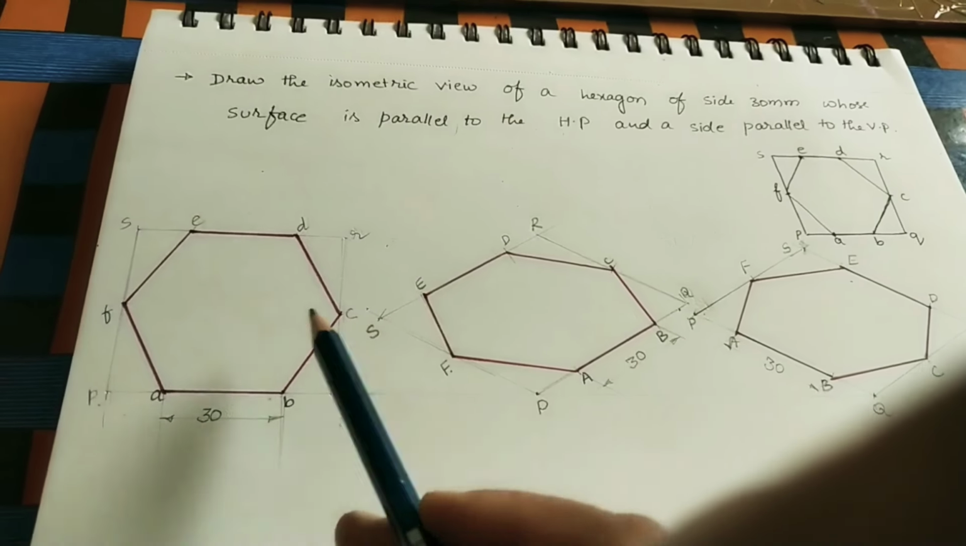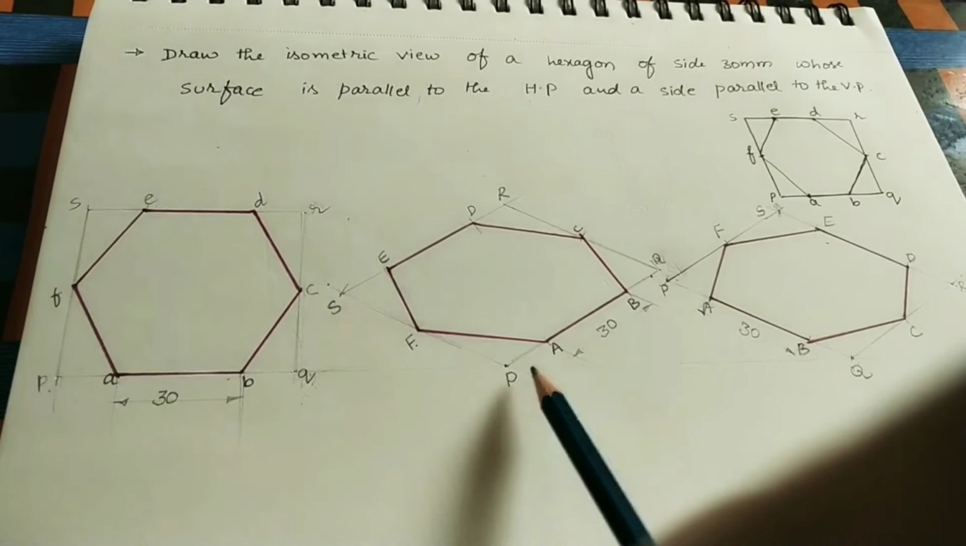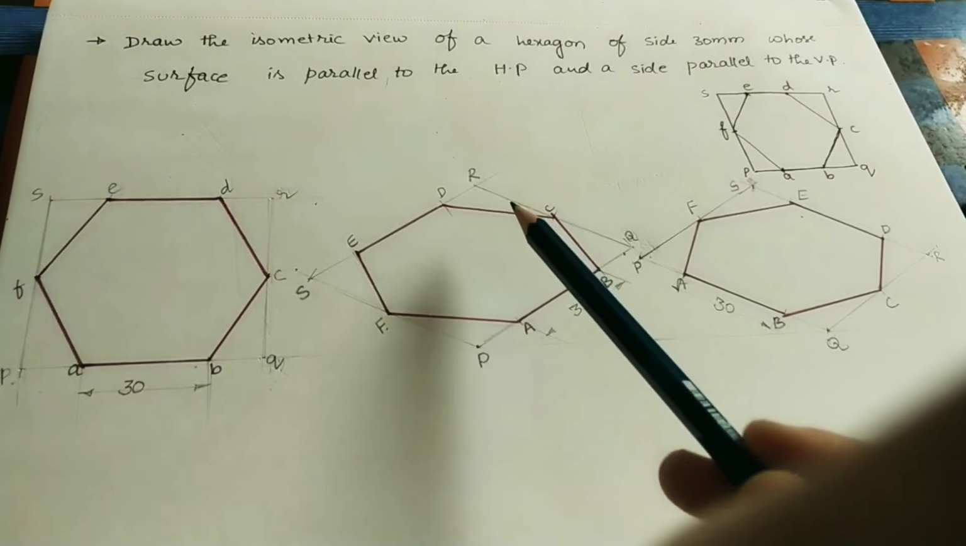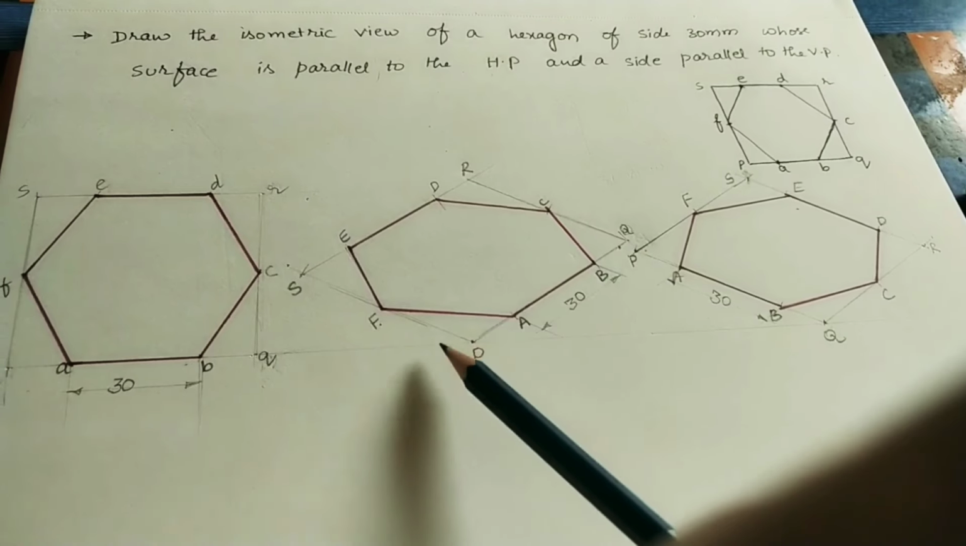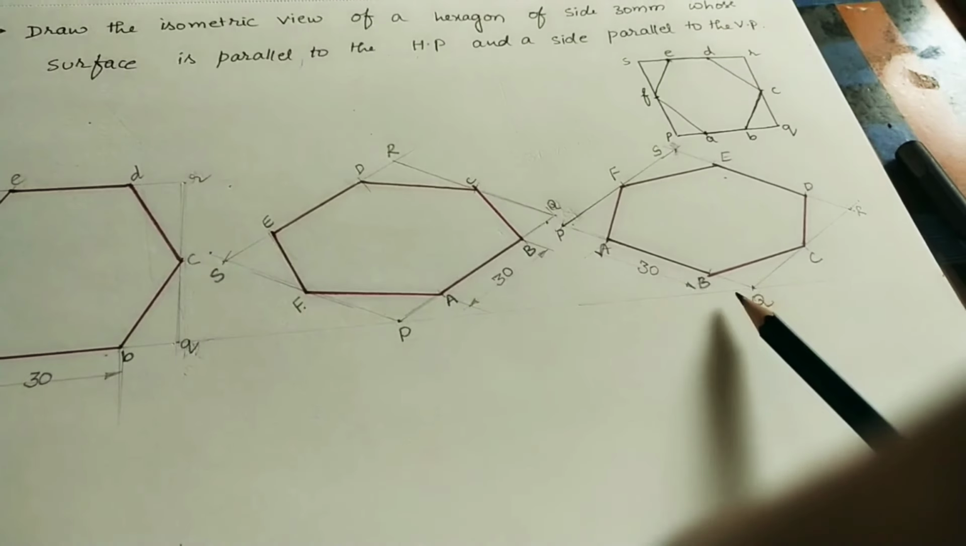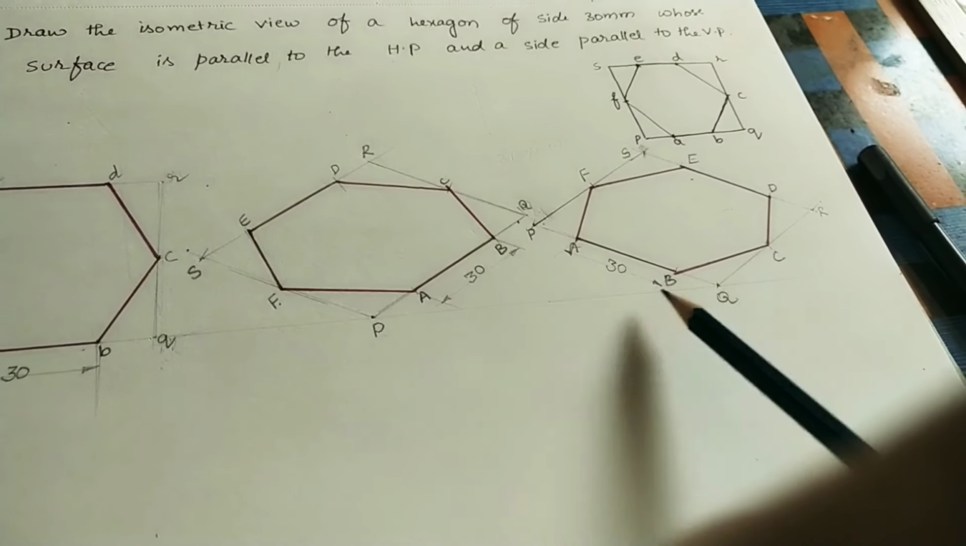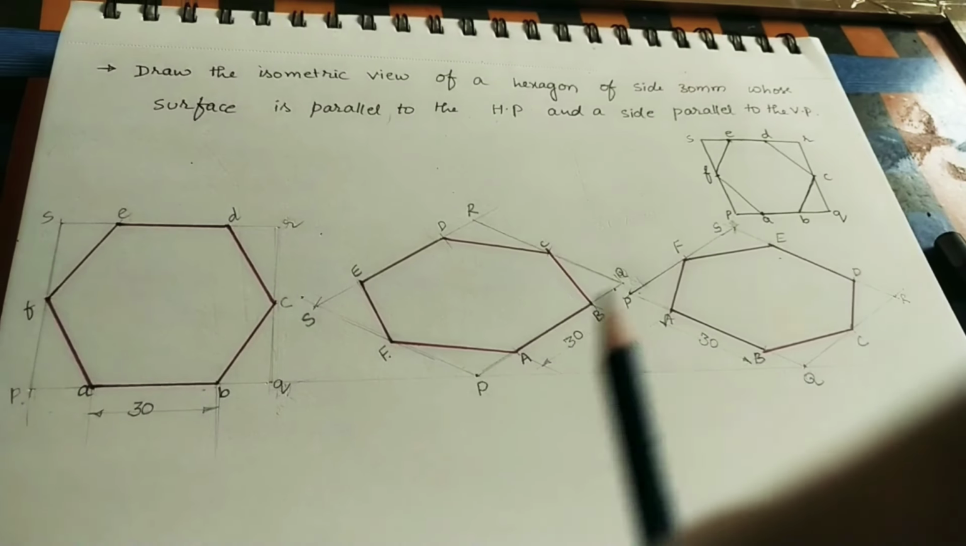Here always remember, whenever we are doing the top view, we are not getting horizontal lines and vertical lines in isometric views. Whatever lines we get, all lines are tilting 30 degrees with the horizontal. No horizontal lines, no vertical lines in the top view.